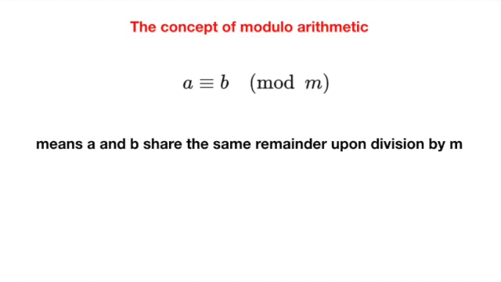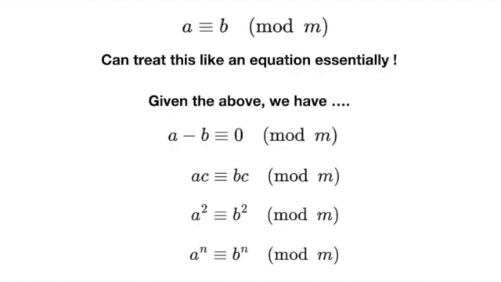seen it yet. We say that A is congruent to B modulo M if A and B have the same remainder upon division by M. One good thing about this congruence notation is that we can essentially manipulate it like an equation. For example, we can move B to one side of an equation to get A minus B is congruent to 0 modulo M. Multiply both sides of the congruence with a constant integer, or even raise both A and B to the same power. You should try and verify that these are indeed true.